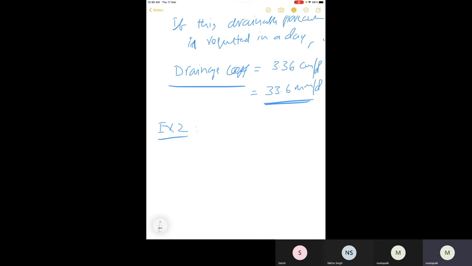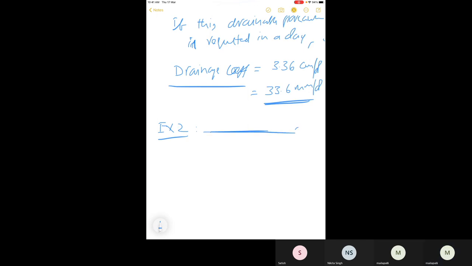A soil has a saturation moisture content of 37% and a field capacity moisture content of 20%. Both are on a dry basis, and a bulk density of 1.25 gram per centimeter cube. Find out the drainable porosity. Yes, that is the question. Okay.